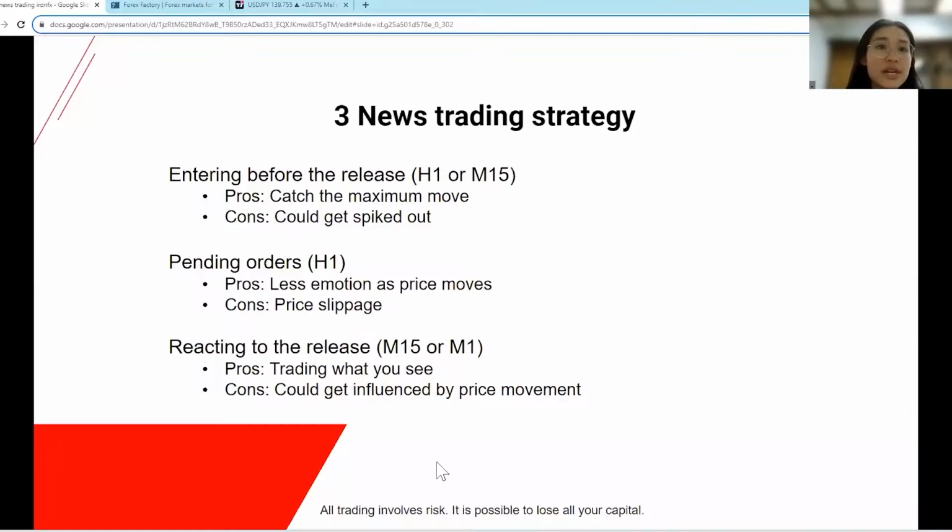And typically after a data release, most traders tend to get really excited and their emotions come into play. So the price charts could get very volatile, especially when you are trading on the smaller time frames.